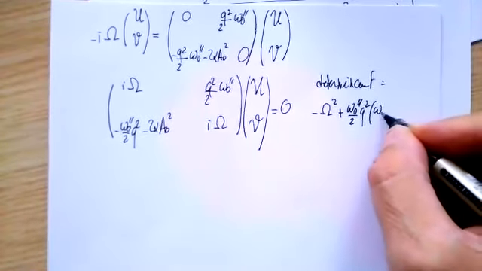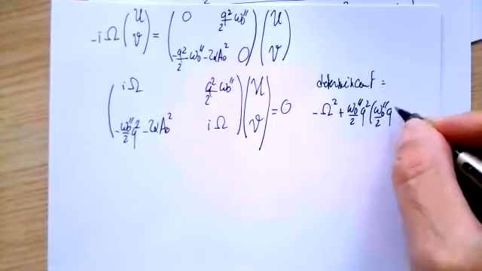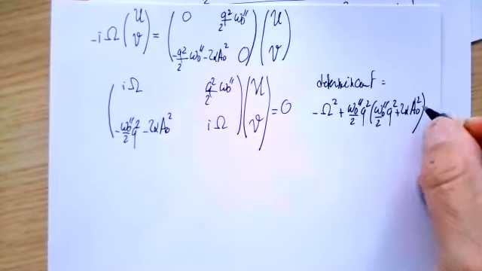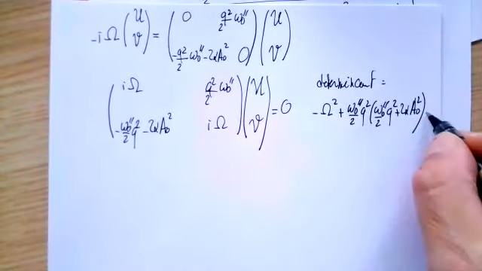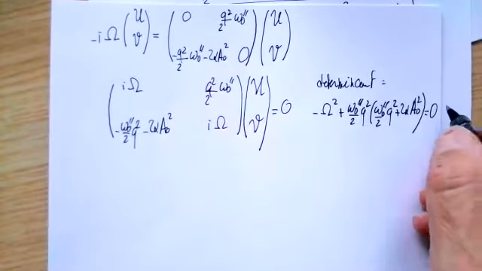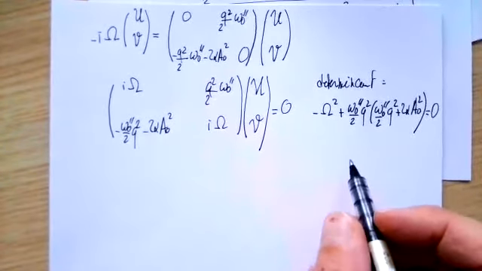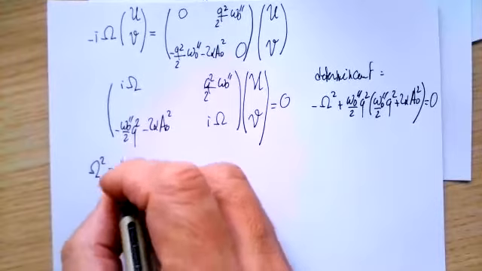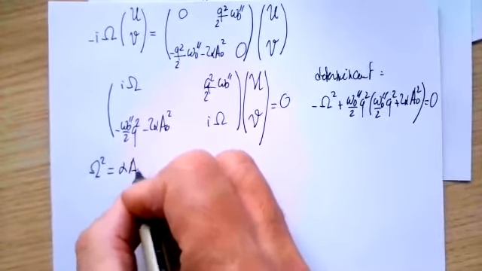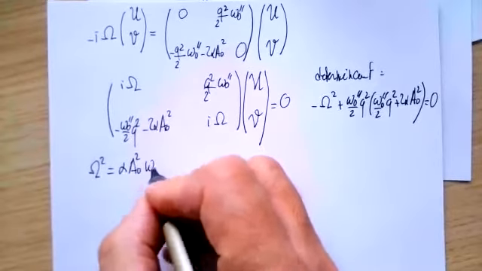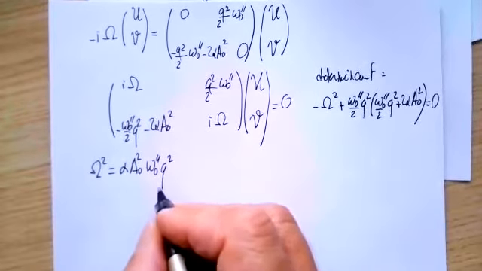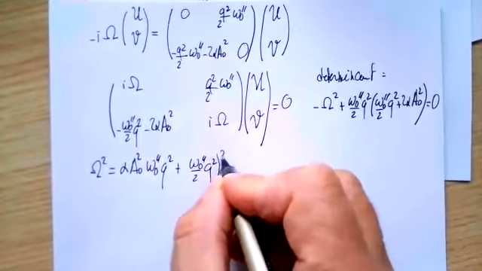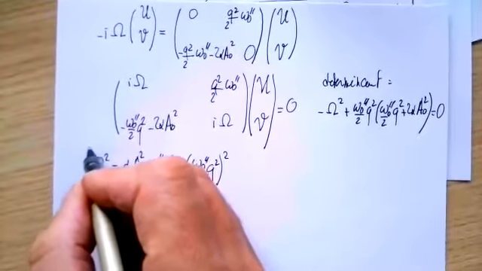times, this is the determinant there, and it should be 0. So that gives a dispersion relation, which is omega square equals alpha a naught square q square plus square. This is the dispersion relation.